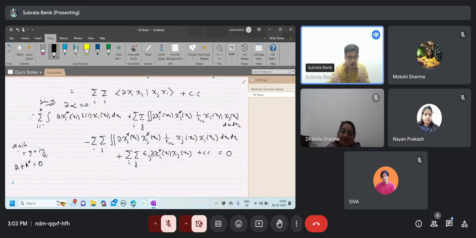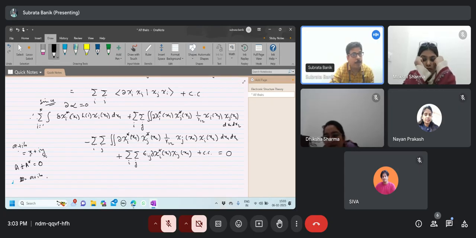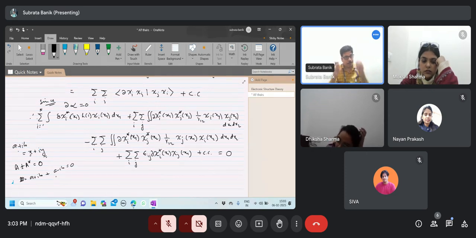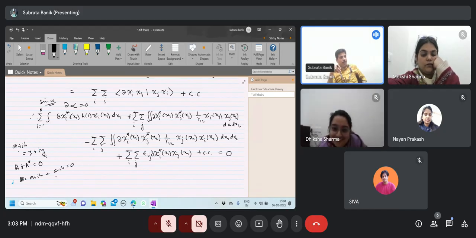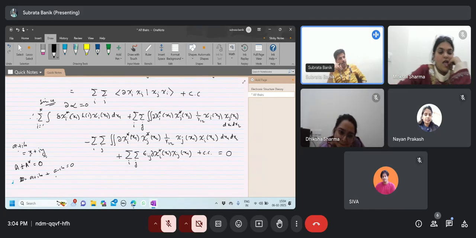I have a complex number, let's say a plus ib. I'm not multiplying, I'm adding its complex conjugate, a minus ib, equal to 0. Here ib minus ib gets cancelled. So a is equal to 0. It is not necessary that b should be 0, but it is also necessary for b to be 0.